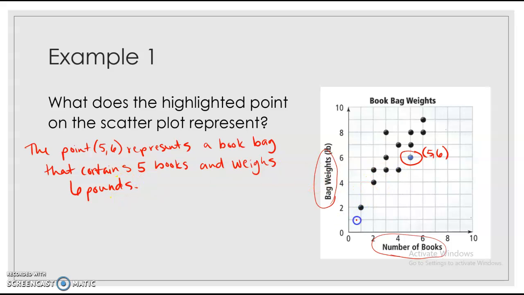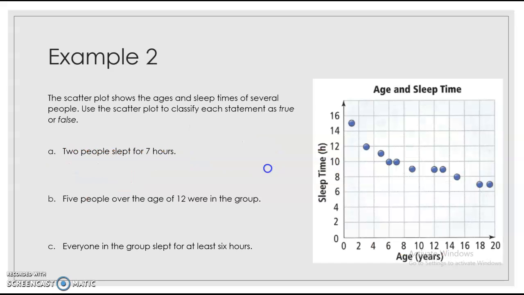I could also look at this point here. What is it? 1, 2. And so it's a book bag that has 1 book in it and weighs 2 pounds. I can do that for any of these. The X represents the number of books, and the Y represents the number of pounds that the book bag weighs. So that's interpreting, or at least our first go at interpreting.